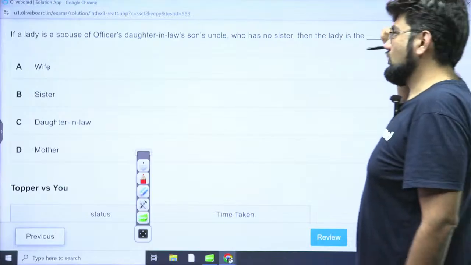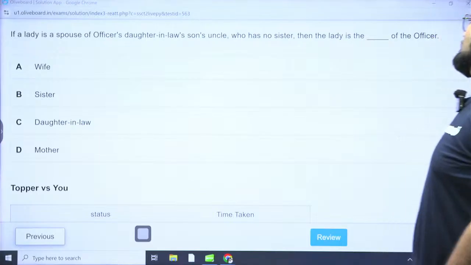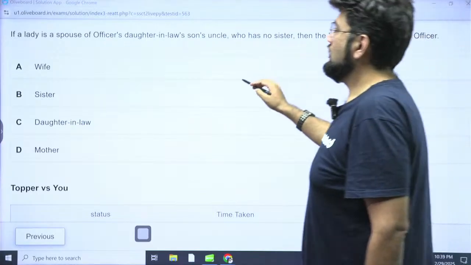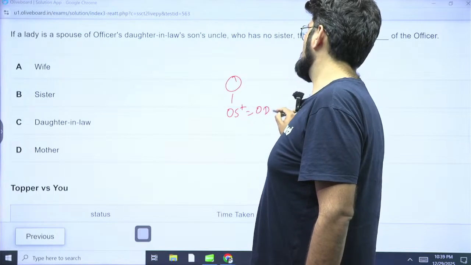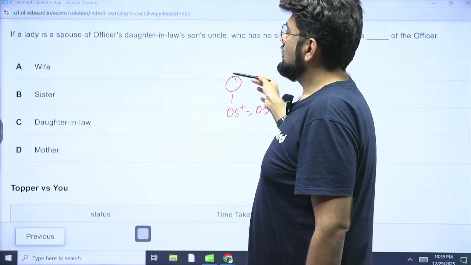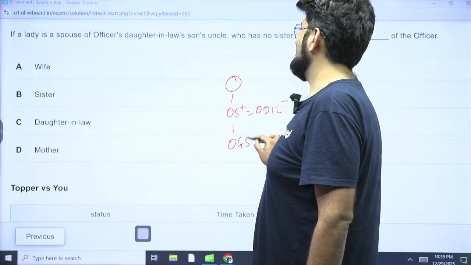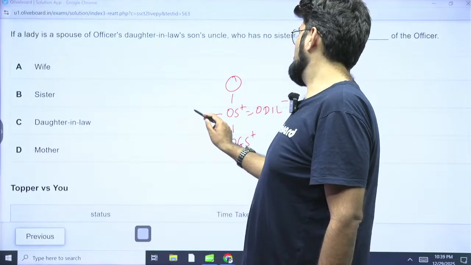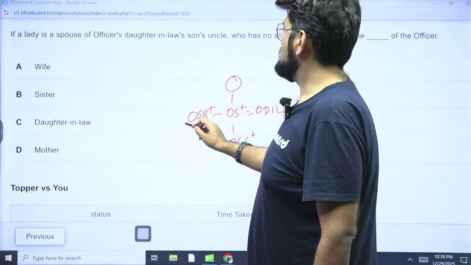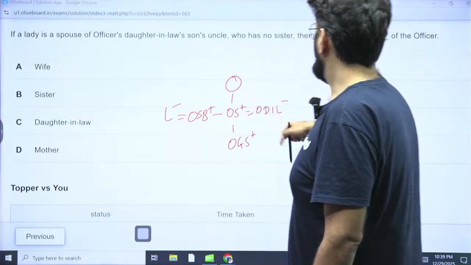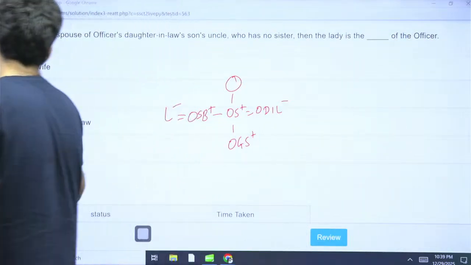If a lady is the spouse of the officer's daughter-in-law's son's uncle, who has no sister, then the lady is a dash of the officer. So let's start from the officer only. Officer's daughter-in-law, that is officer's son's wife. Officer's daughter-in-law's son is the officer's grandson, and his uncle. This is a spouse, lady is a spouse here. Who has no sister, okay. Then the lady is a dash of the officer. Lady is a daughter-in-law of the officer. Option C. Clear. Very easy.